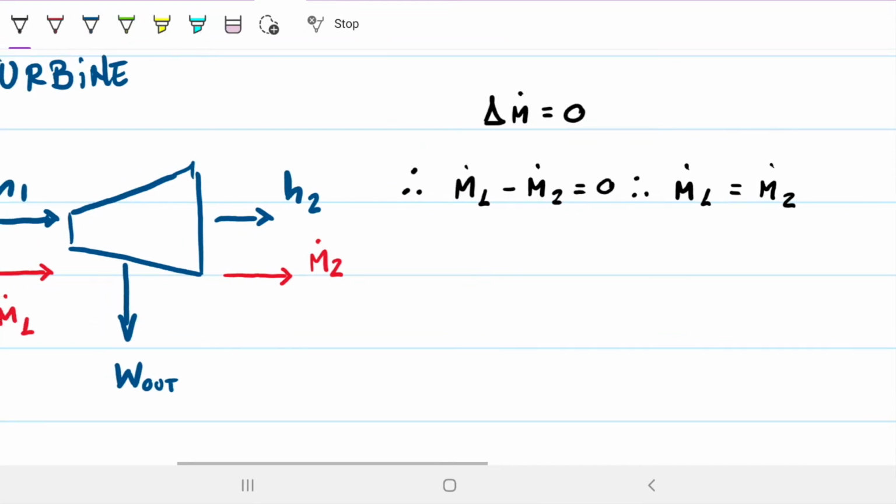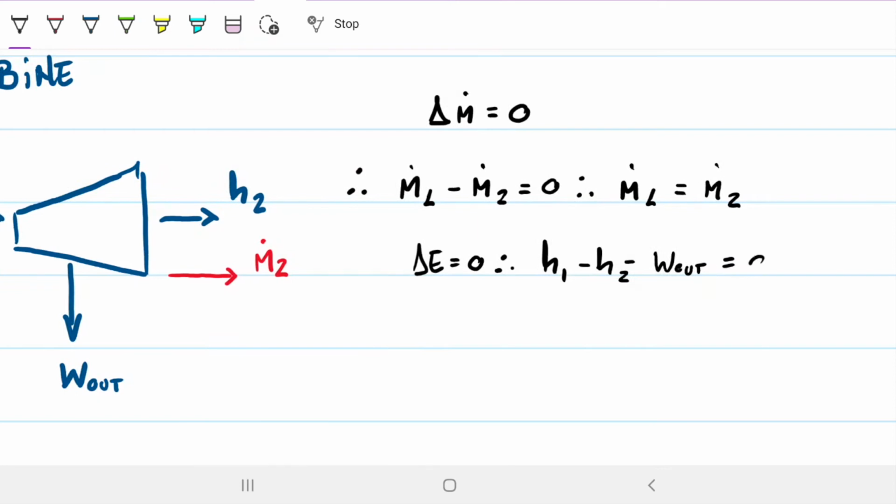We also can do an energy balance, right? And energy balance is going to tell us that the change in energy has to be 0. Then entering, we have H1, and then leaving, we have H2 and work output. Always remembering that this work output we have as a rate.